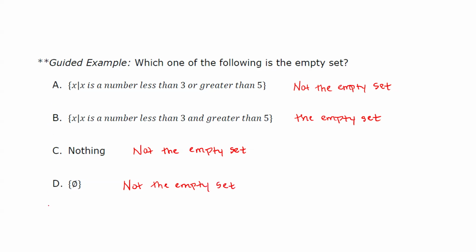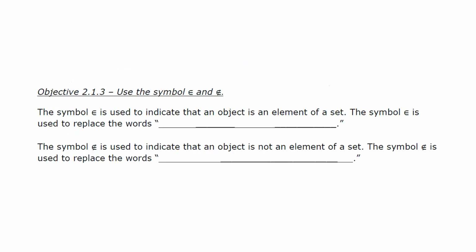So out of all of these options, B would be the one that is representative of an empty set. Okay. Objective 3, we're going to use two new symbols here. They look like E's, but they actually mean something else.